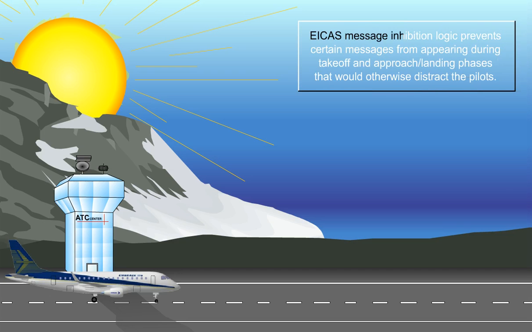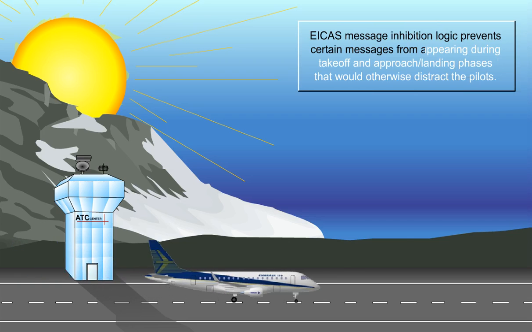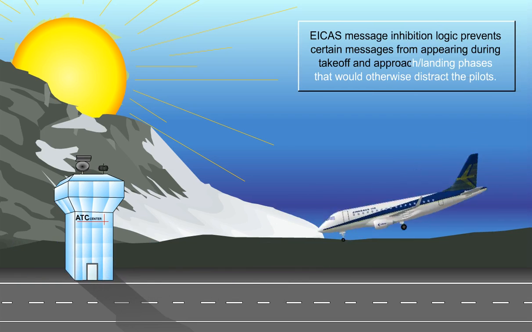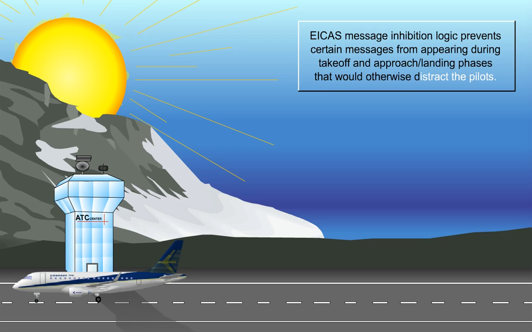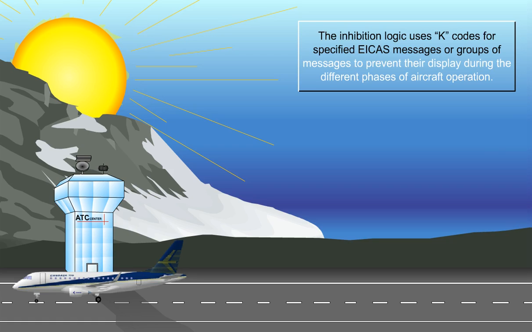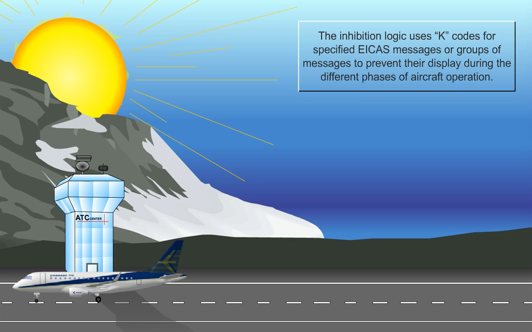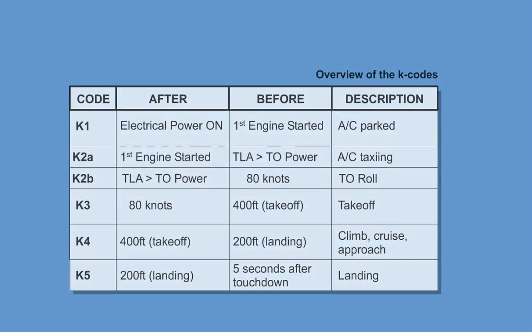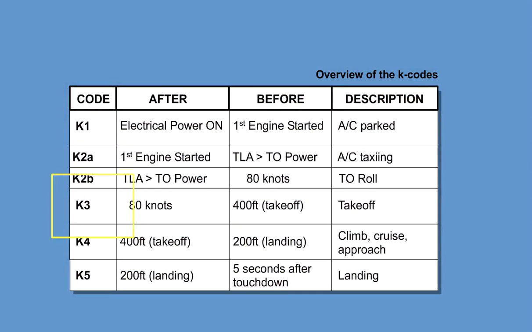ICAS message inhibition logic prevents certain messages from appearing during takeoff and approach or landing phases that would otherwise distract the pilots. The inhibition logic uses K-codes for specified ICAS messages or groups of messages to prevent their display during the different phases of aircraft operation. Inhibition logic considers the following K-codes to inhibit ICAS messages. For example, K3 code messages are inhibited during takeoff after 80 knots of speed until reaching 400 feet of altitude.